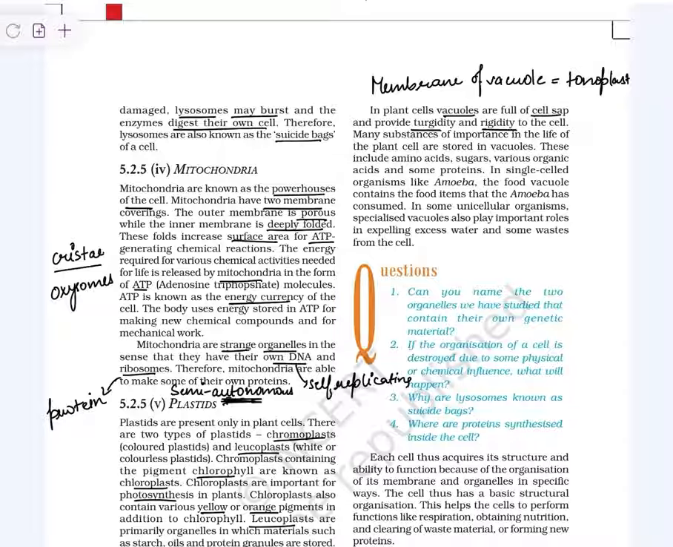It is actually called tonoplast. Many substances of importance in life of the plant cell are stored in vacuole. Vacuole एक storage organelle की तरह भी काम करता है, उसमें बहुत सारी molecules store होते हैं और ज़रूरत पड़ने पर vacuole से वो molecules अपने जहाँ पे उनकी requirement होती है वहाँ पे वो transport किए जाते हैं. The molecules which are generally stored are amino acids, sugar, various organic acids and some proteins.